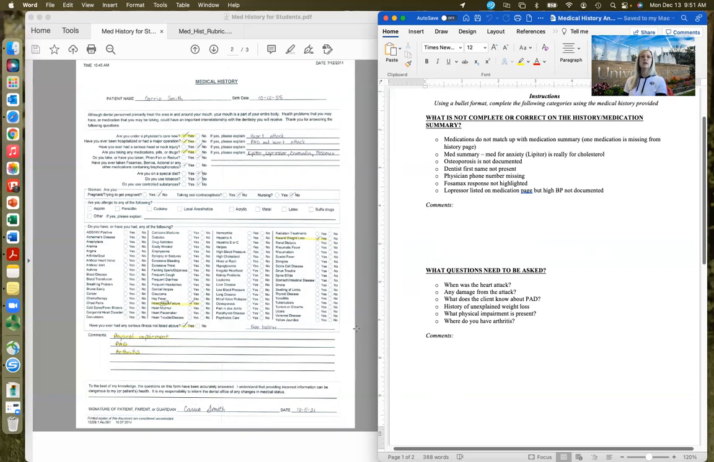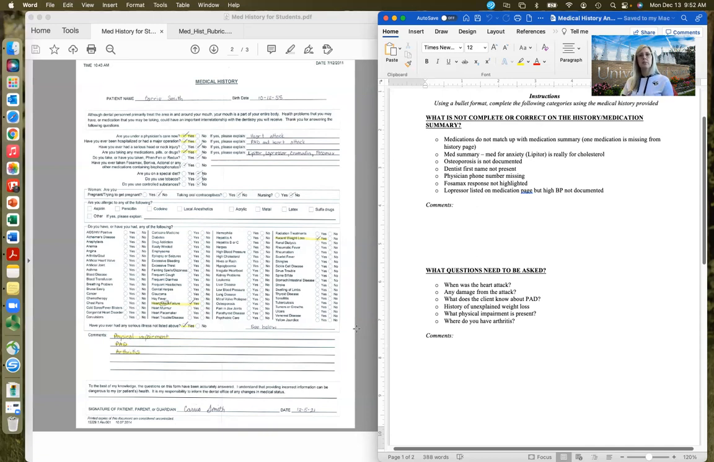So typically, if they circle yes or check yes, or write something in on their med history, we're going to find out more about that. We're going to want to know when that particular condition was diagnosed. We want to know, are they currently under the care of a physician for it? If they are, when was the last time they saw their physician for it? If they're not, when was the last time they saw their physician for it? And why are they no longer under the care of a physician?